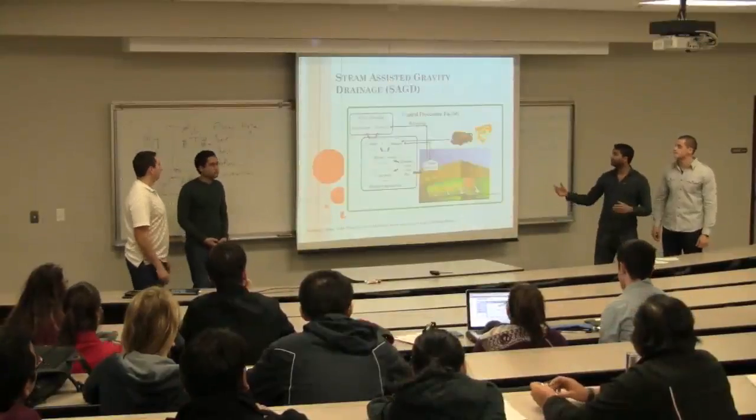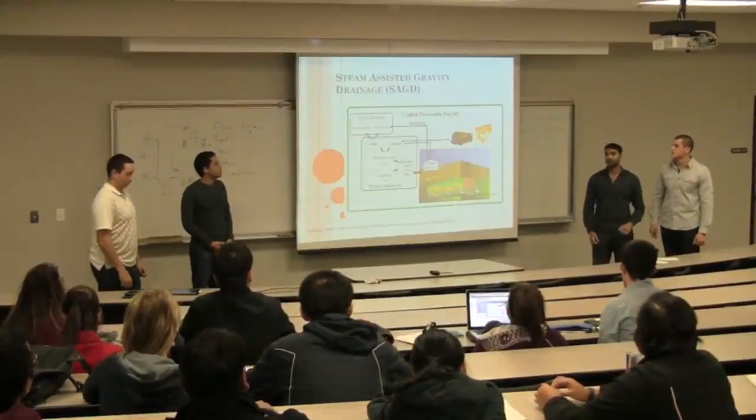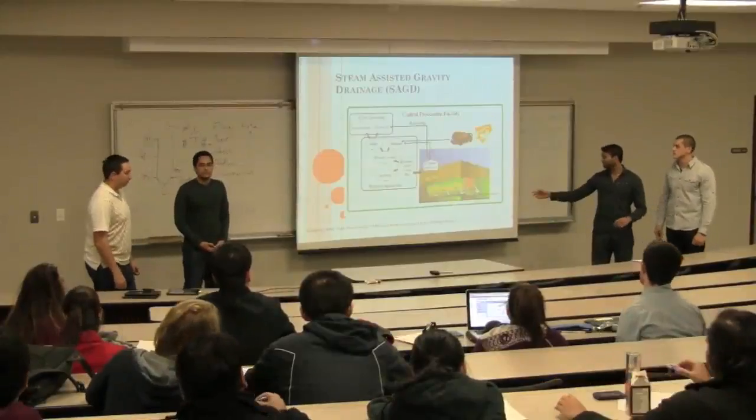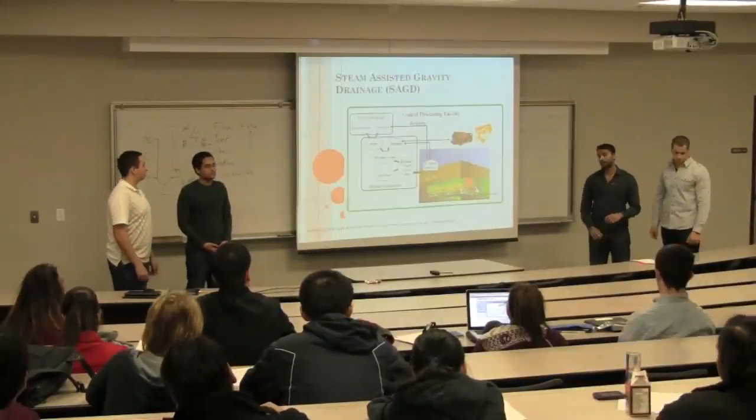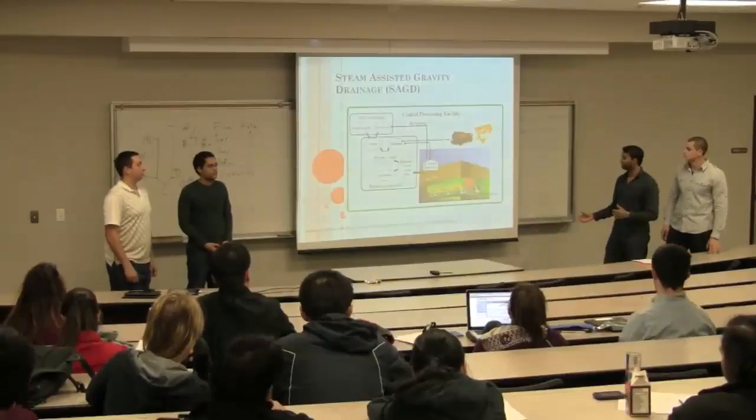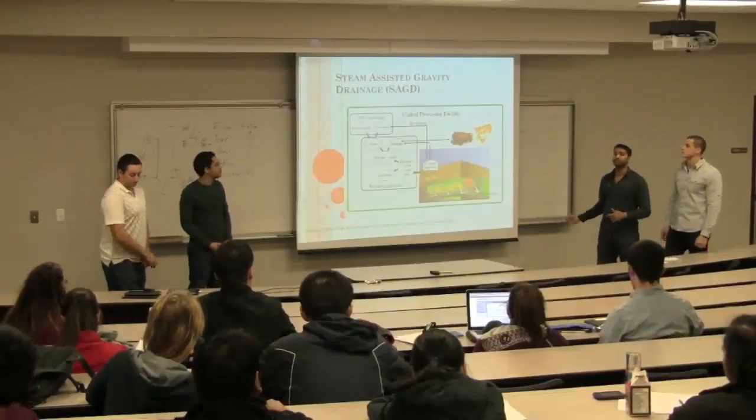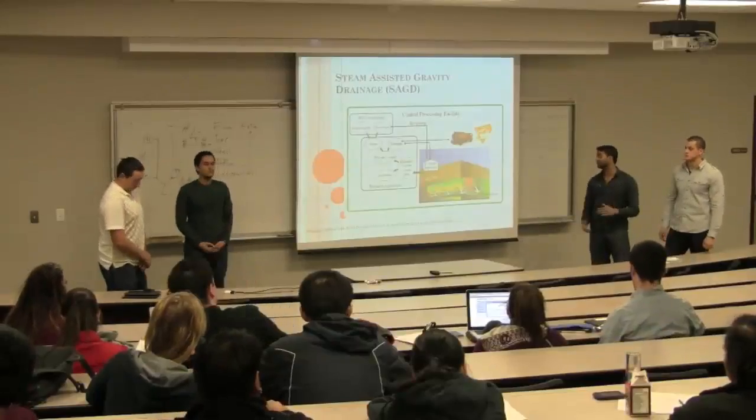This is an overview of how steam-assisted gravity drainage works. You have two well pairs that are drilled into the ground. Steam is pumped in. It reduces the API gravity of bitumen, which is then pumped up to the refinery and is refined.